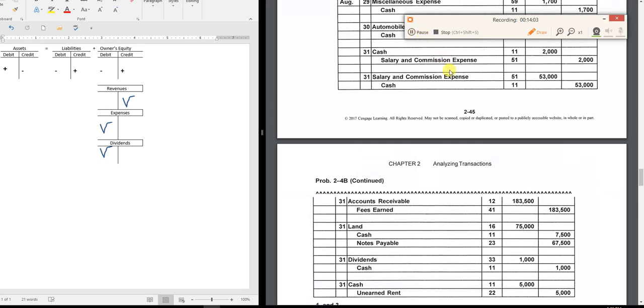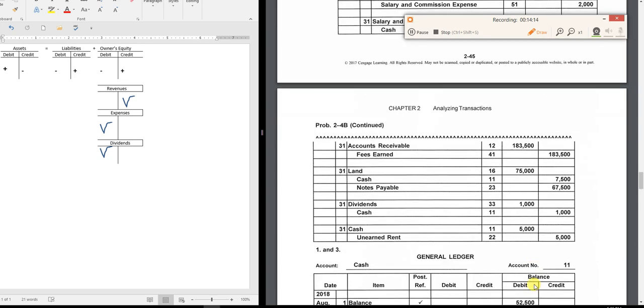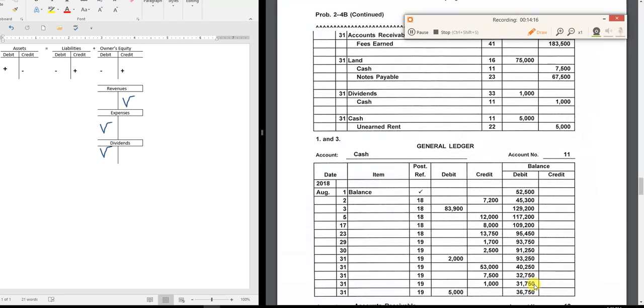So now I'm going to show you the T accounts if I would have remembered. Let's remember that cash is credited for $7,500, $1,000, and then debited for $5,000. But notice what we do with the cash account: $7,500 credit, $1,000 credit, and $5,000 debit. So look at those. Credit, credit, debit, credit, credit, debit.